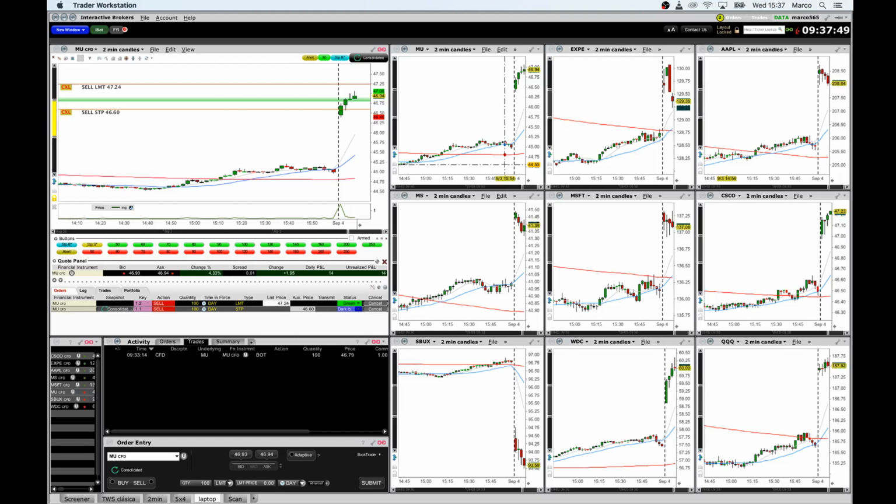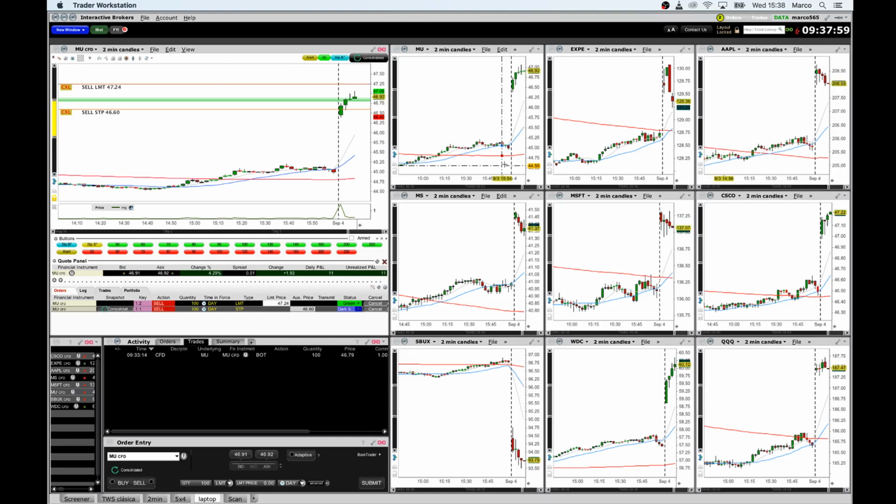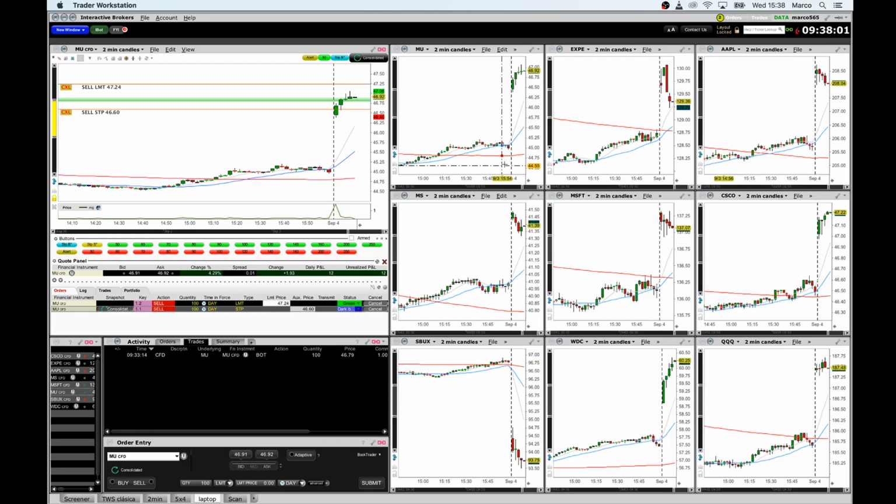So I entered a bit late on MU. Unfortunately, I didn't see it right away. I was looking for Apple and MS, but yeah, we'll see. QQQ doesn't seem to go higher, so maybe it will not bring my MU with it. Let's see, if I lose 10 bucks, I'll lose 10 bucks and that's it. I don't care.